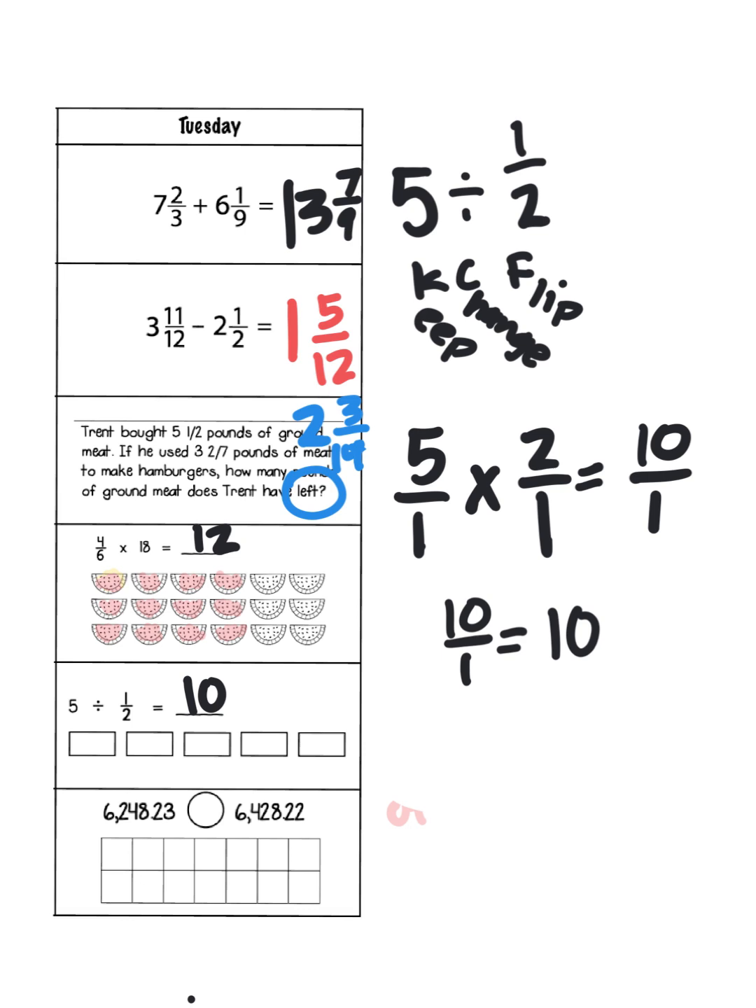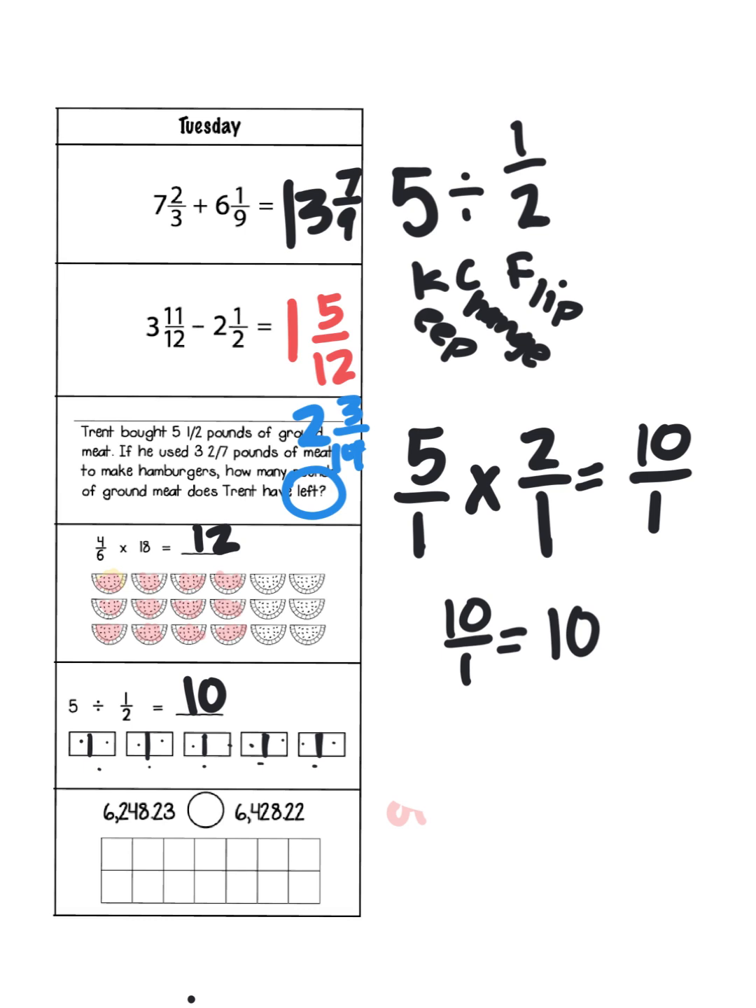I can show this in that illustration below with the rectangles. I have 5 rectangles here. And I can divide each of these rectangles in half. And when I divide each of the rectangles in half, I have a total of 10 parts. 5 divided by 1/2 equals 10.